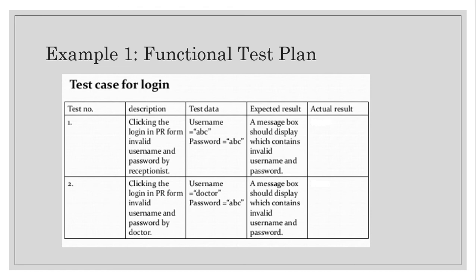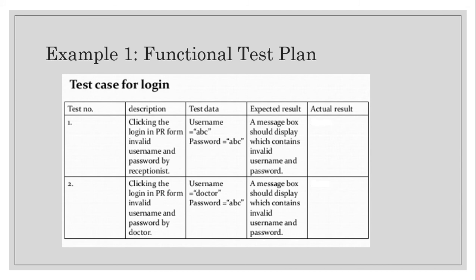So for example, here they said username ABC, password ABC. The description: if they click the login form with an invalid username and password by receptionist, the expected result is that a message box should display containing invalid username and password. So if the user enters invalid data, how should your system respond? My system should respond by giving a message box saying that you have entered an invalid username.